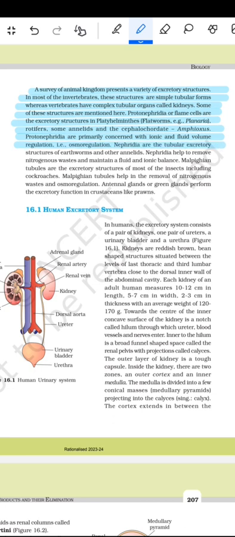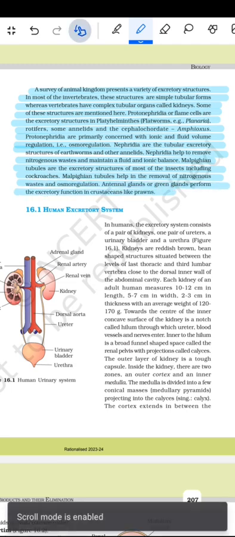Nephridia are the tubular excretory structure of the earthworm and the other annelids. Nephridia help to remove the nitrogenous waste and maintain a fluid and the ionic balance. Malpighian tubules are the excretory structure of most of the insects, including cockroaches. Malpighian tubules help in the removal of the nitrogenous waste and osmoregulation. Antennal glands or the green gland perform the excretory function in the crustaceans like the prawns.